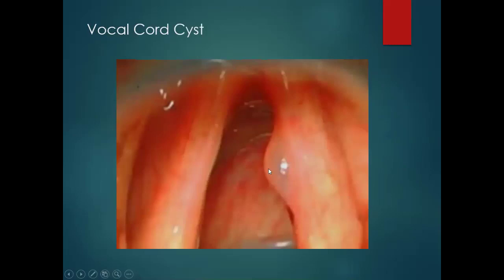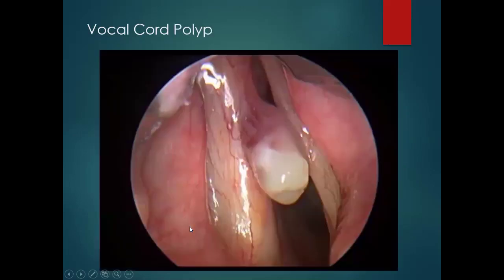This is a vocal cord cyst, a smooth swelling with a lot of fluid underneath the epithelium. Treatment is surgical excision. On this side, the vocal cord appears normal. This is a polyp in the vocal cord, generally benign, arising from one side, so it might affect the other side. We have to excise this to get a good voice.